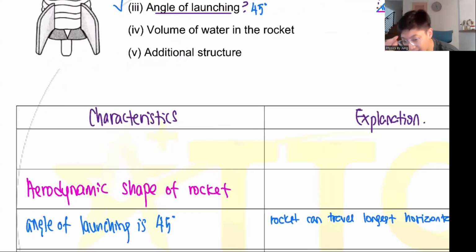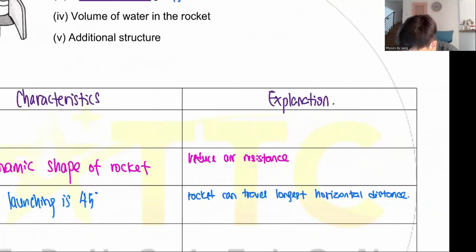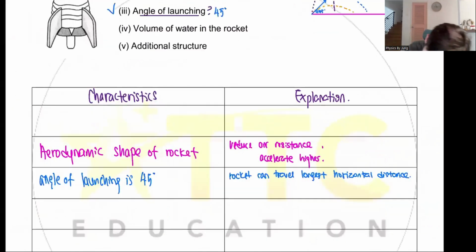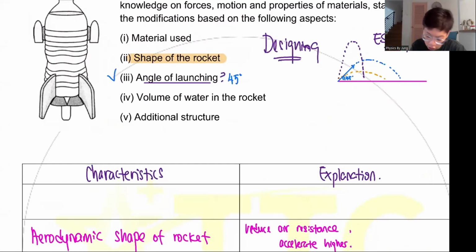Why aerodynamic shape? So that you can reduce air resistance. If you reduce air resistance, you can get higher acceleration. Okay, so therefore the aerodynamic shape. Very good.